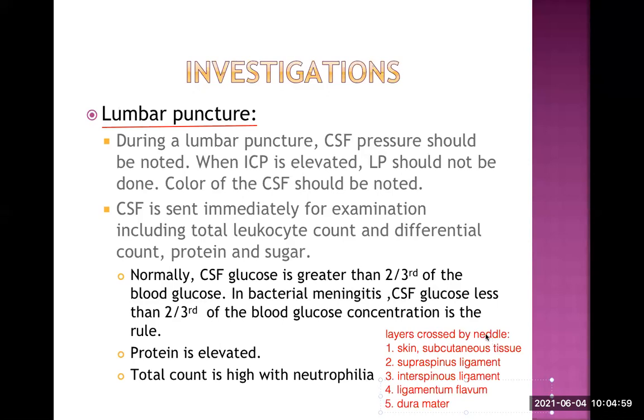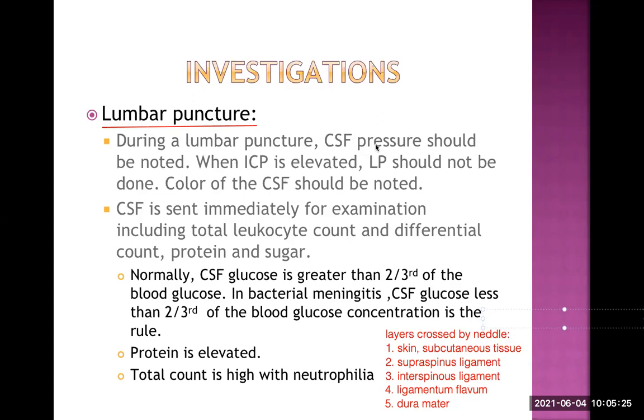So let me correct the spelling of the needle here. Sorry, there's a problem. You can correct it on your own. So these are the different types of layers. Some of the teachers may ask you a question like this also. Now let's come to the point.